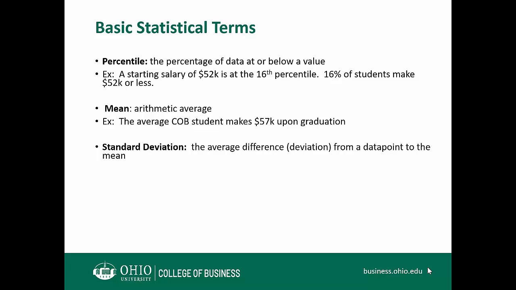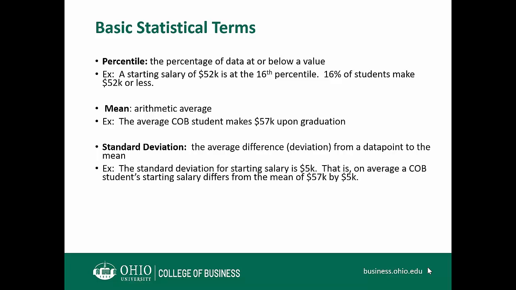The standard deviation is the average difference from a data point to its mean. For example, if the standard deviation is 5,000, that means on average, a graduate starting salary differs from the mean of 57,000 by 5,000. So the majority of students are going to have a starting salary between 52,000, that's 5,000 below the mean, to 63,000, that's 5,000 above the mean.